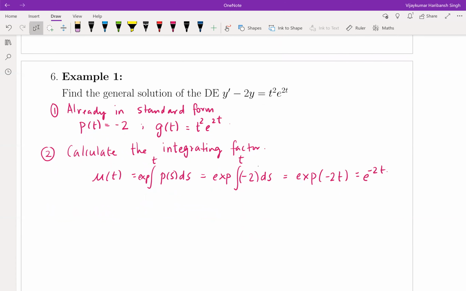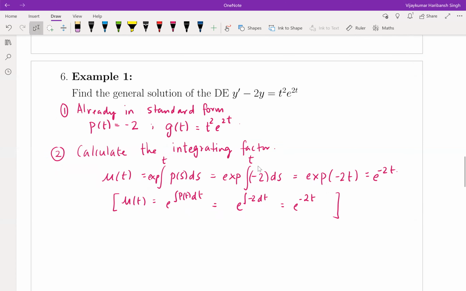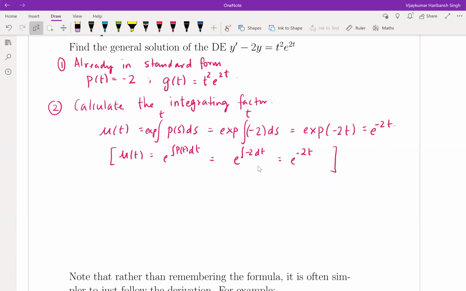Note, you could have also written this directly as mu of t equals e to the power of the integration of p of t dt. Then this is the integration of minus 2 dt, which is minus 2t. And no plus c, because there are so many integrating factors, and we are choosing the simplest one. Okay.